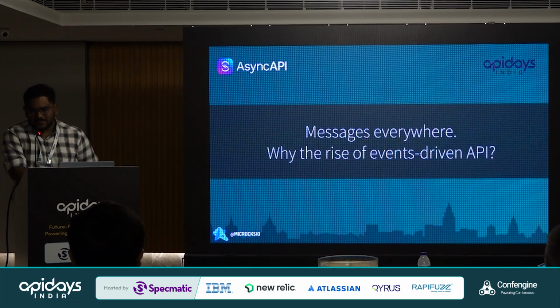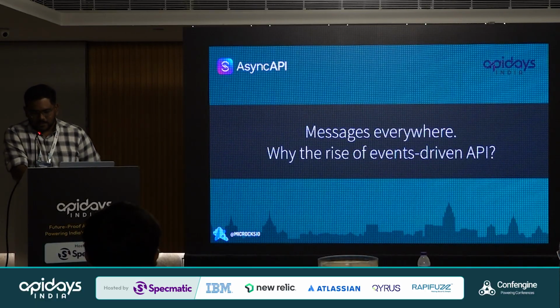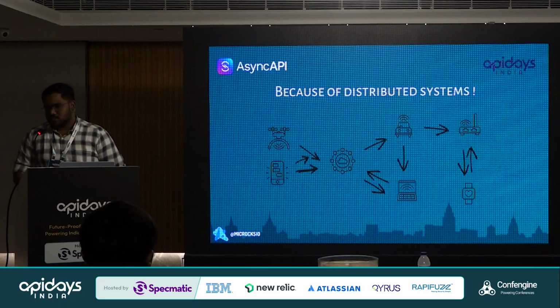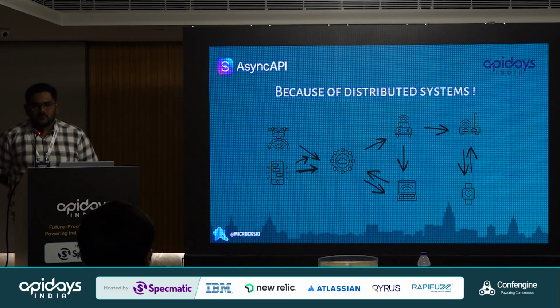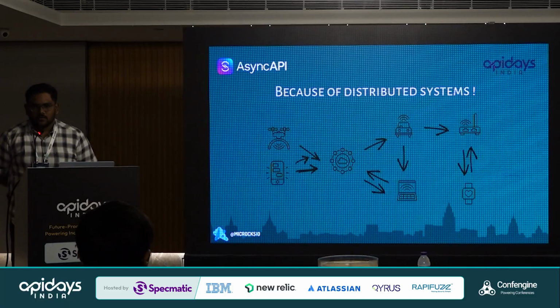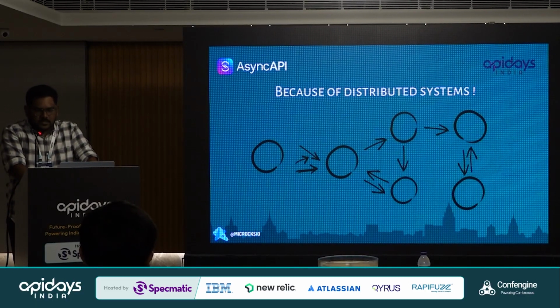As you can see, messages are everywhere, and there is a rise in event-driven APIs. There's a reason for this rise. People are moving to distributed systems. Everything is distributed. There is a rise in multiple IoT-based services where you are getting asynchronous requests and responses, asynchronous data across IoT-based applications and different microservices. That is why everything is going distributed, and there is a rise in messages and event-driven APIs.